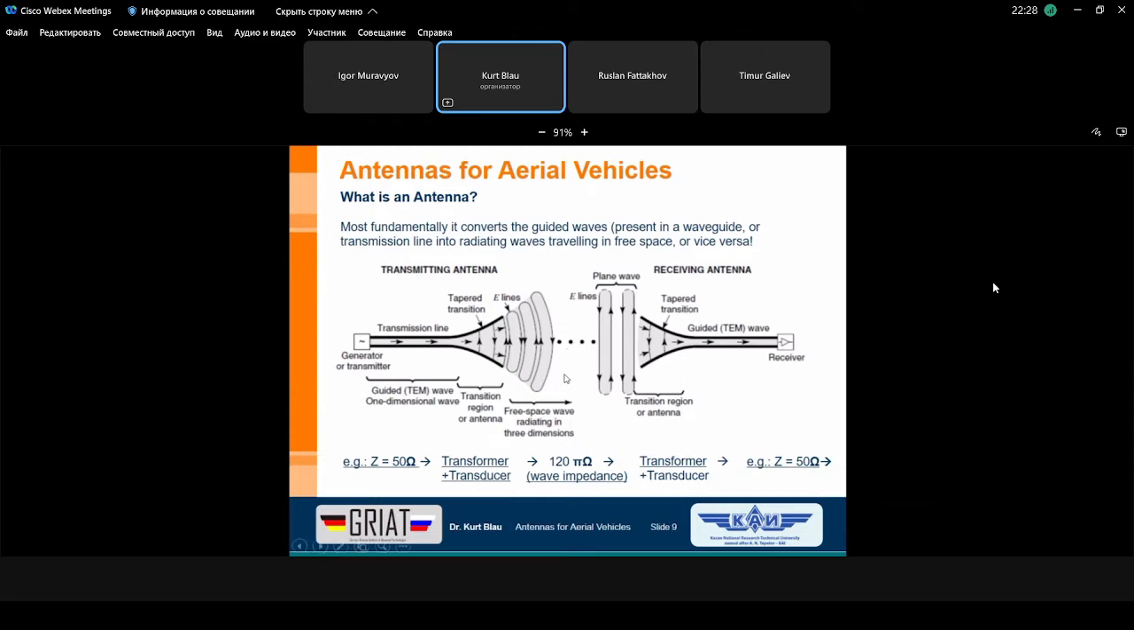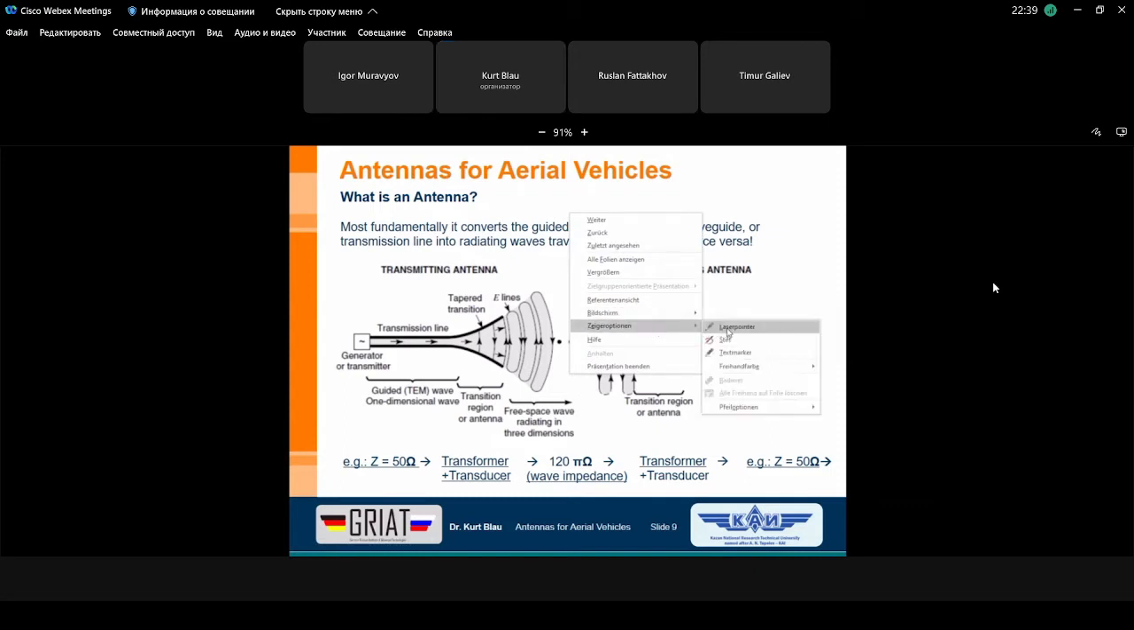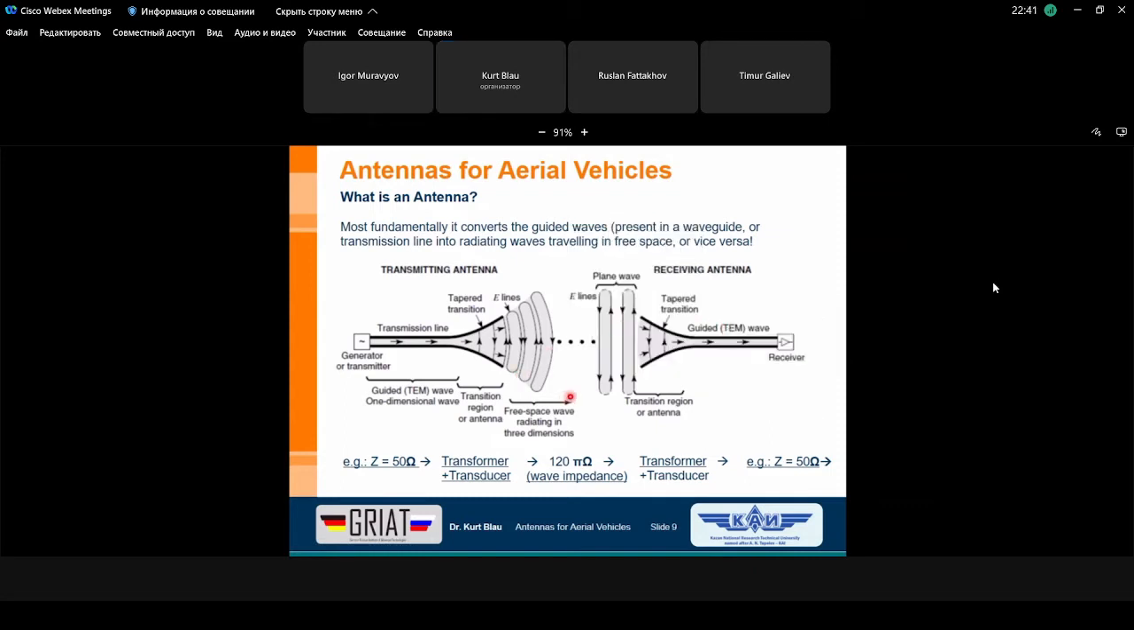I will change my pointer to the laser pointer. Okay, it's a little bit better for discussion.